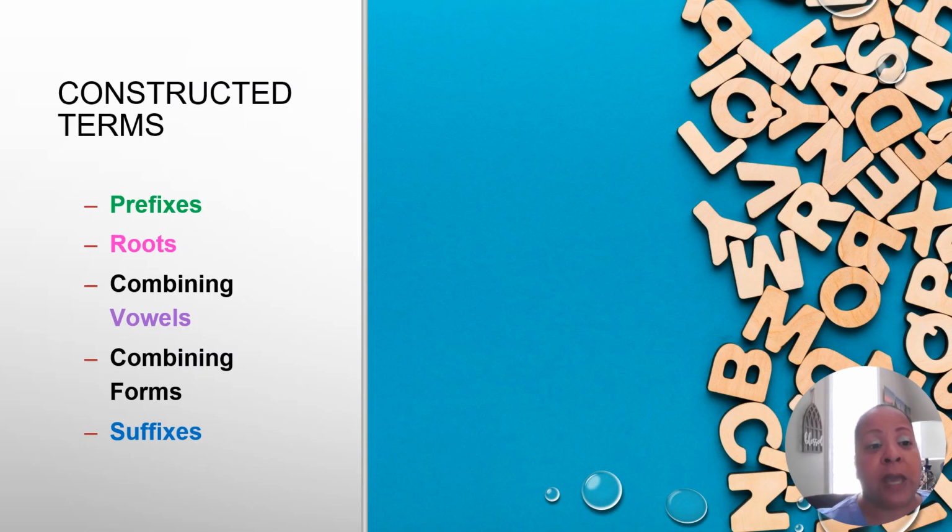All right, so now we have constructed terms. You're going to see throughout this presentation that you're going to see prefixes in green, root words in pink, combining vowels will be purple, and then you'll have combining forms and you'll have suffixes, and the suffix is in blue.